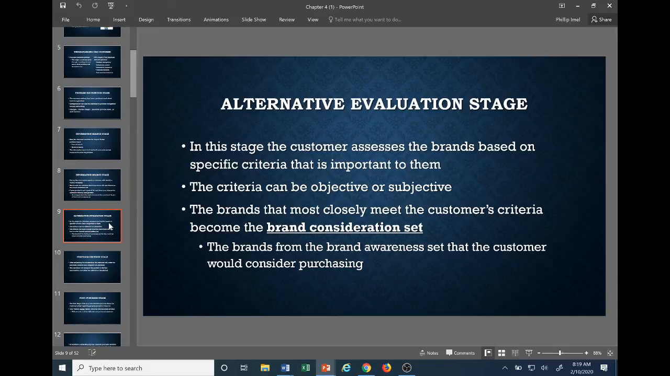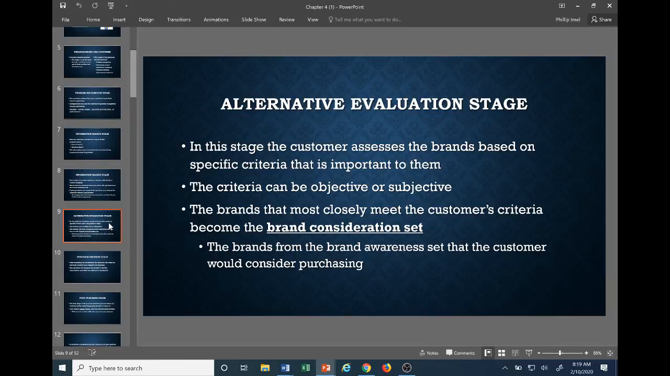Next is the alternative evaluation stage. This is the stage where the customer is going to assess the brands, based on the specific criteria that is important to them. The criteria can be objective or subjective. The brands that most closely meet the customer's criteria become the brand consideration set, and that's the brands from the brand awareness set that the customer would consider purchasing.